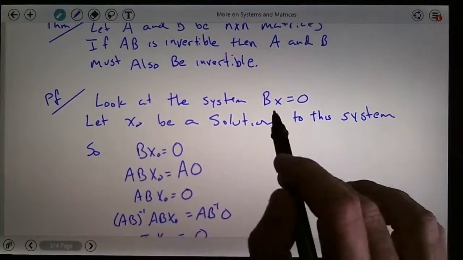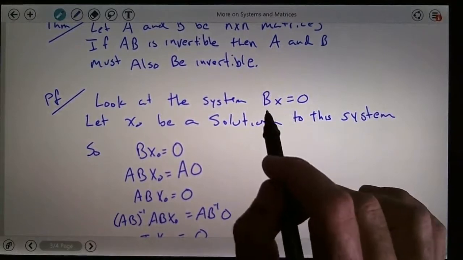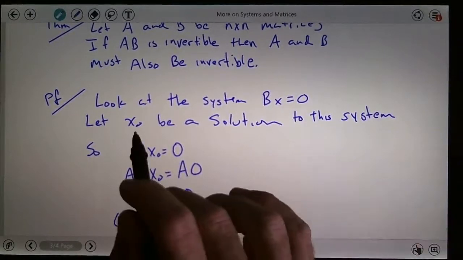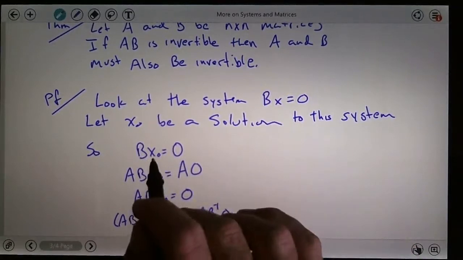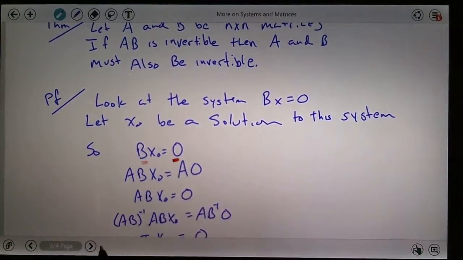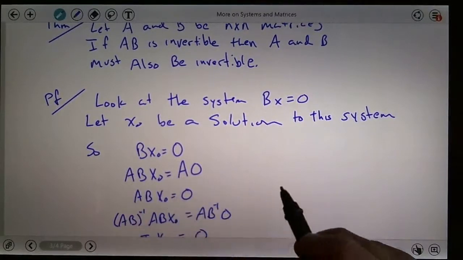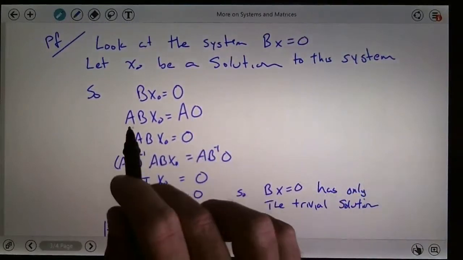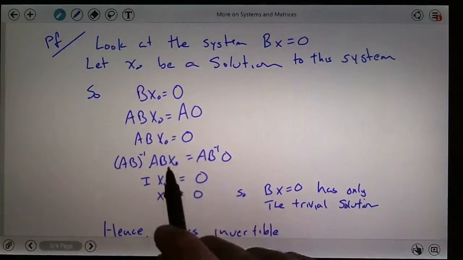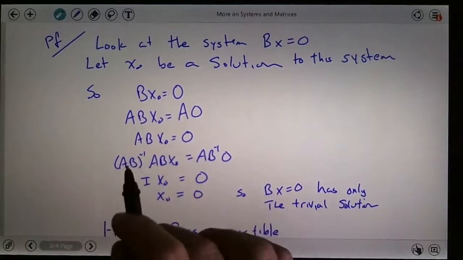So I'm going to look at the homogeneous system Bx equals 0. I'm essentially trying to prove that B is invertible by finding that this has only the trivial solution. So let x0 be any solution to this system. Because it's a solution, I know that when I plug it in, that Bx0 equals 0. Multiply both sides by A, so ABx0 equals A0, and A times 0 is 0. Now I'm going to multiply both sides by AB inverse.